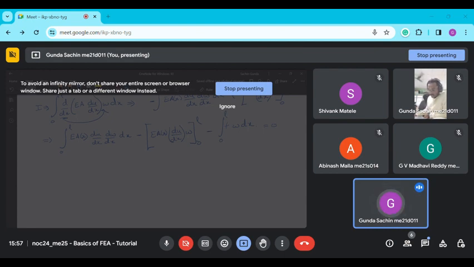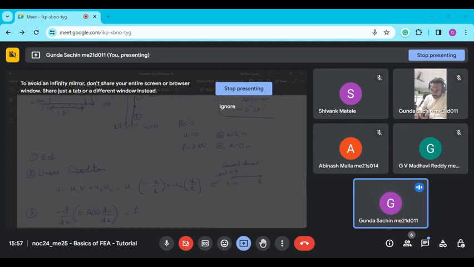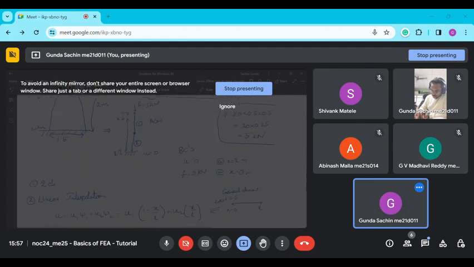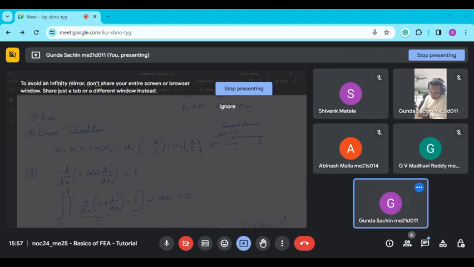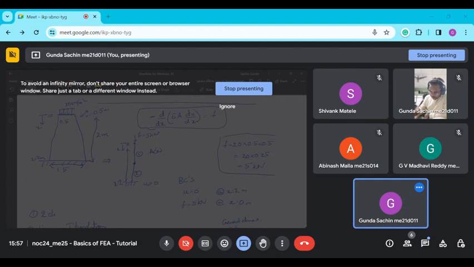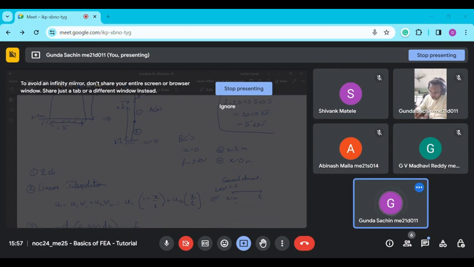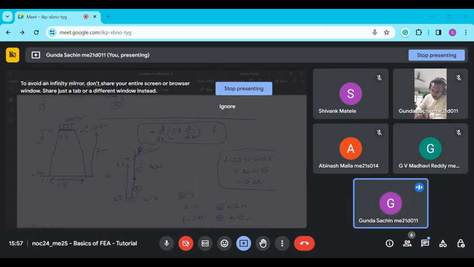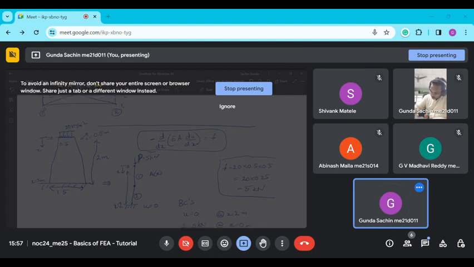u is your primary degree of freedom, that is the displacement in this problem. w is your weight function. Okay, maybe I should use a different notation. I will use this as f. Don't confuse this f and this F. Let's take the top load as P.